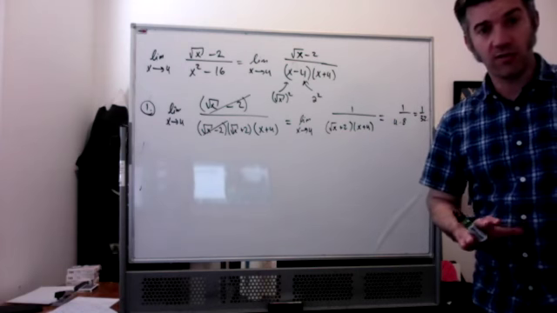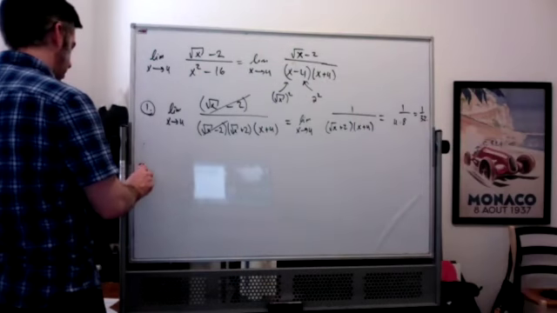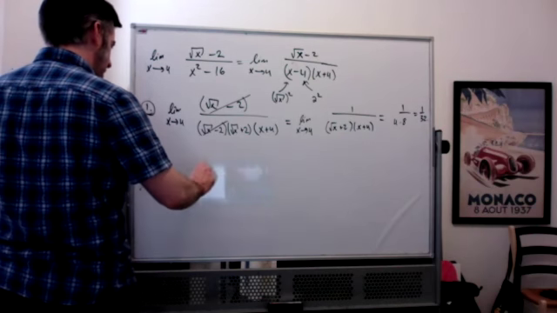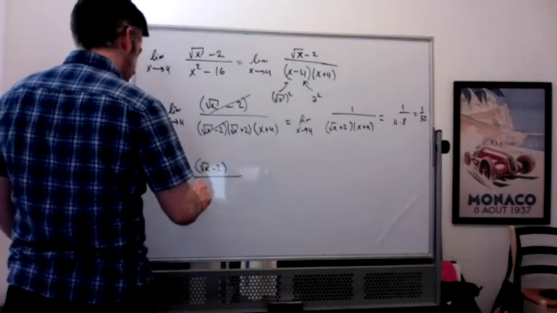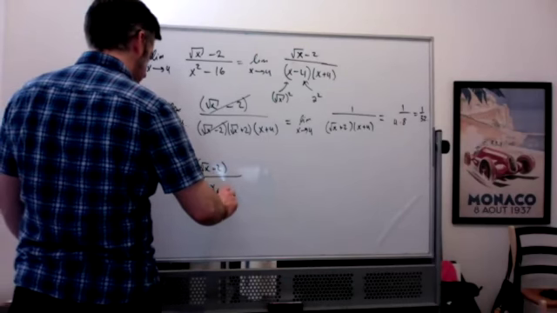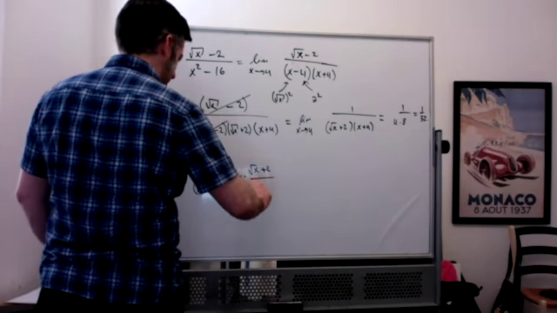Another way of doing it, though, would be to multiply the top and bottom by the conjugate. So I can say this is equal to the limit as x goes to 4 of the square root of x minus 2 over x minus 4 times x plus 4, and then multiply the top and bottom by the square root of x plus 2 over the square root of x plus 2.